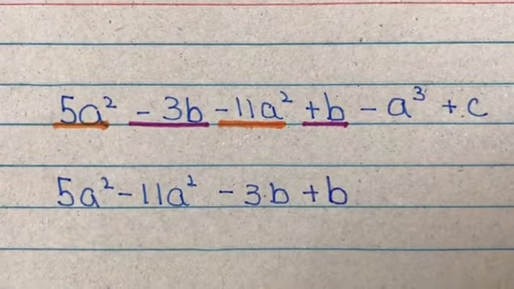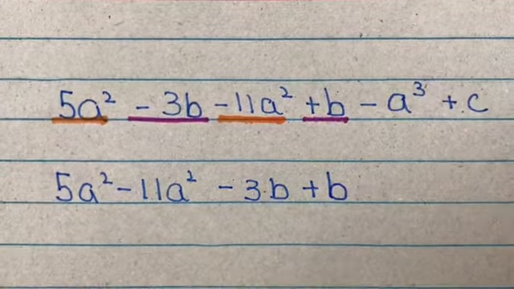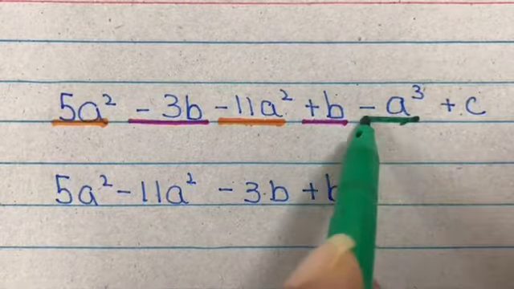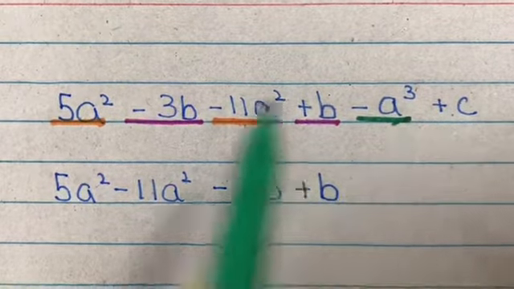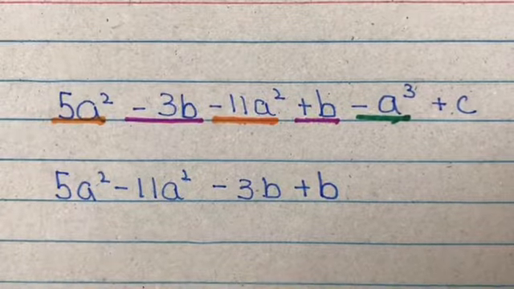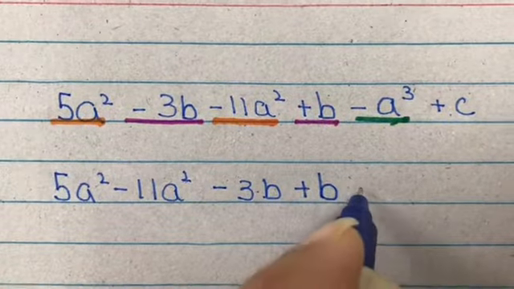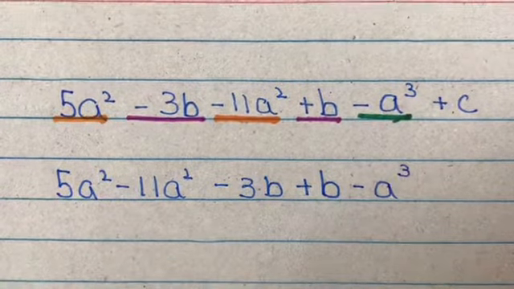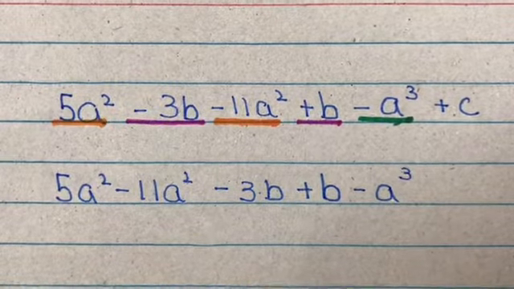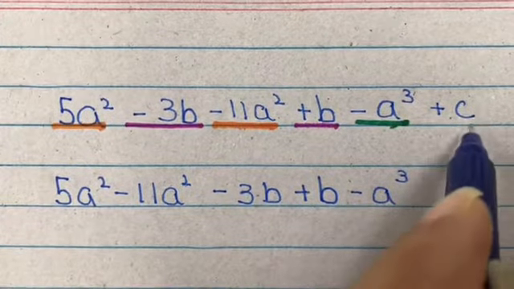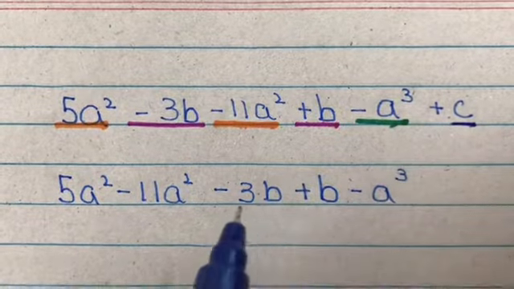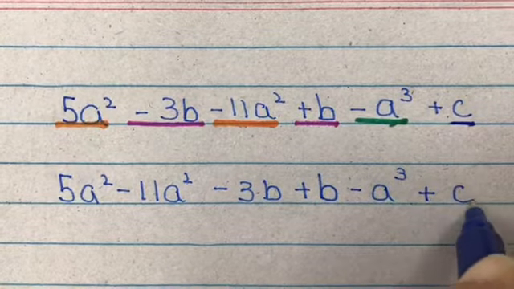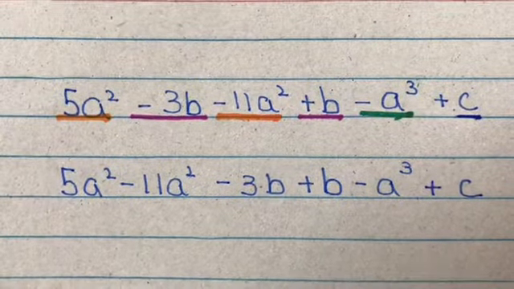Now I go on to the next term. My first term is done, second term, third term, fourth term. I start with this: minus a cube. Is there any other a cube in this expression? No, so this is alone, so I'm just going to underline it and write it down. The reason to underline is to not skip any term. We have to be careful while we are working. Now there are no other c's, so I'm going to just copy it down.